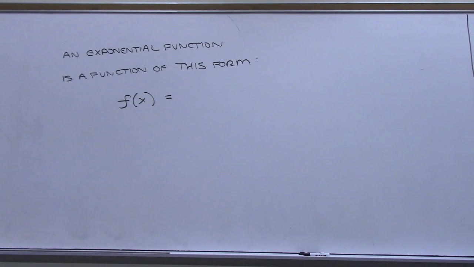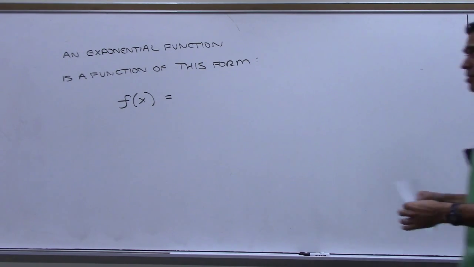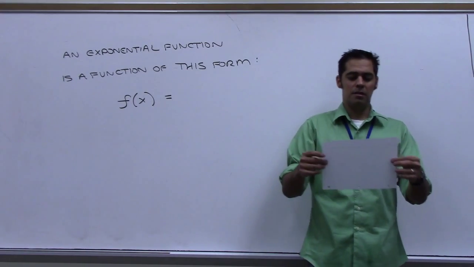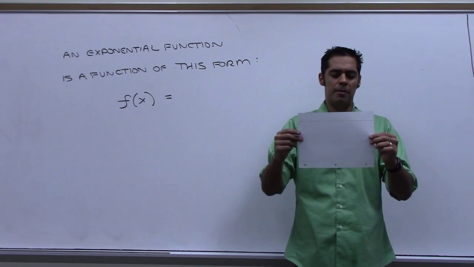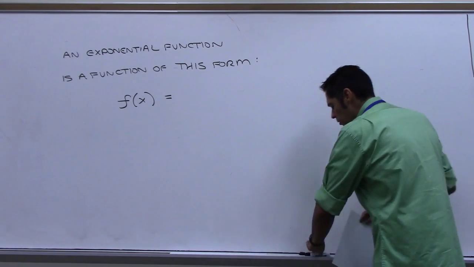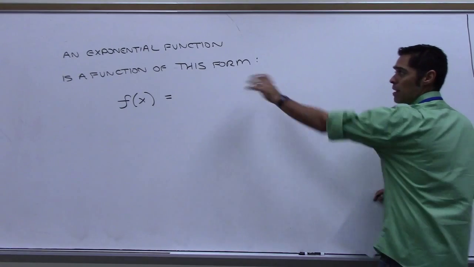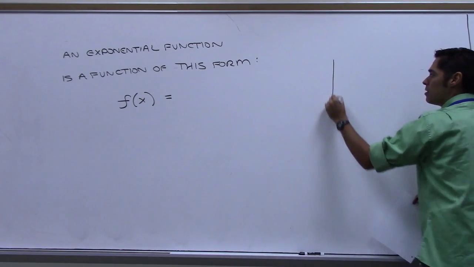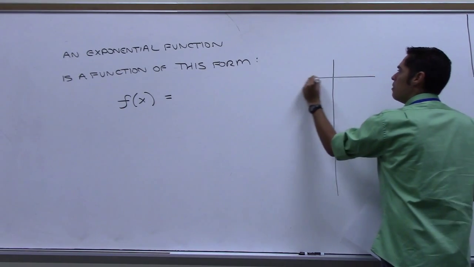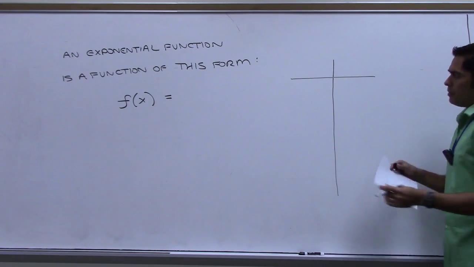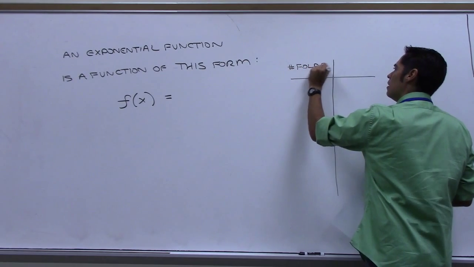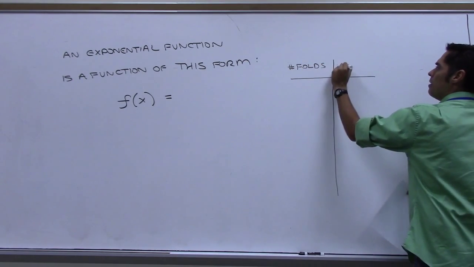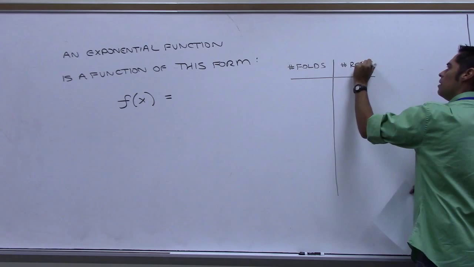Yes? There you go. Thank you, Giovanna. All right, everyone. This is just going to be a little demonstration. We're going to take this piece of paper and we're going to create a table. We're going to count some things, all right? We'll get back to what an exponential function looks like in a second. In this table, I'm going to have the number of folds I have in the paper listed here, and then here the number of rectangles that you see.